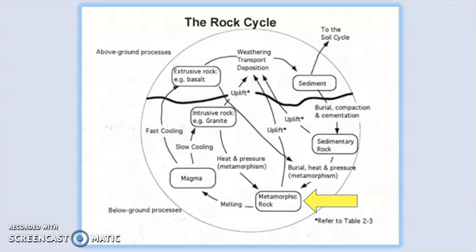So they're formed at high temperatures and pressures, which cause minerals in rocks to become unstable so that they reorient into layers known as foliation, or they recrystallize into large crystals without undergoing melting. From there, metamorphic rocks can be uplifted to become sediment or get melted to become magma.